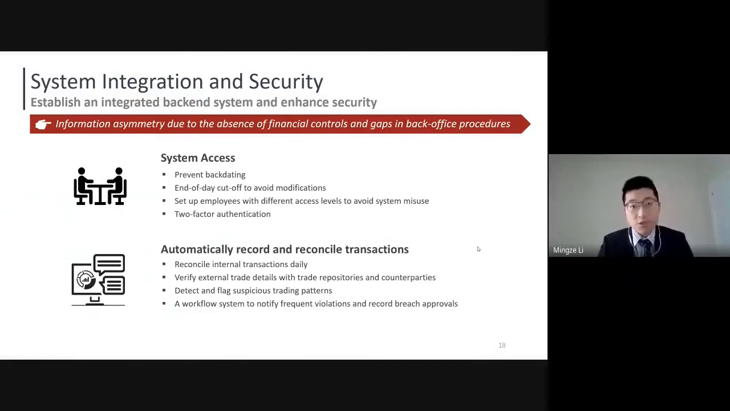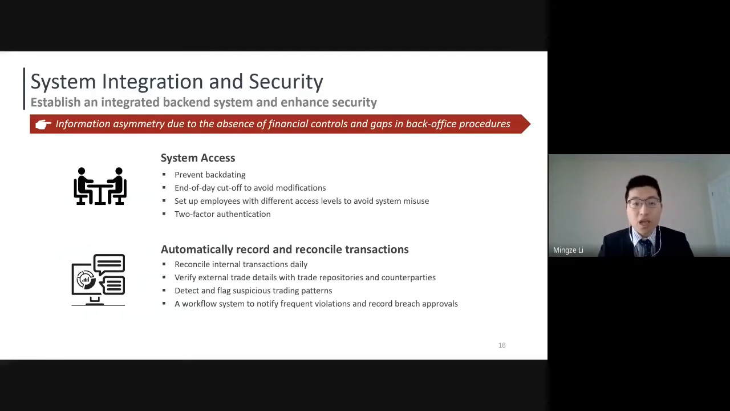The absence of financial controls and gaps in back-office procedures also led to the repeated limit breaches and resulted in falsified transactions in that 1 hour window. So NAB needs an enterprise platform that integrates all the systems and records employee actions. There should be a securities management function in the integrated platform so that the company could set up different employees with different access levels to prevent backdating and system misuses.